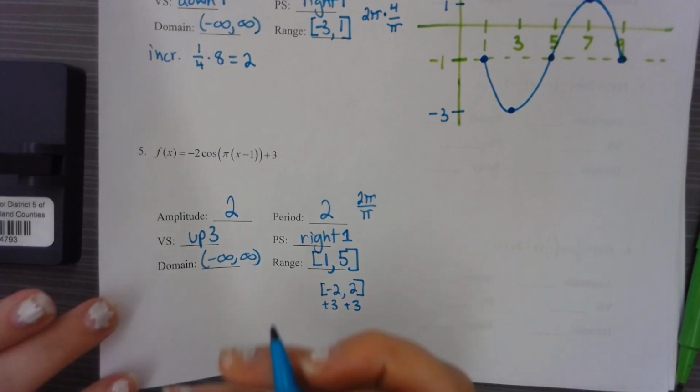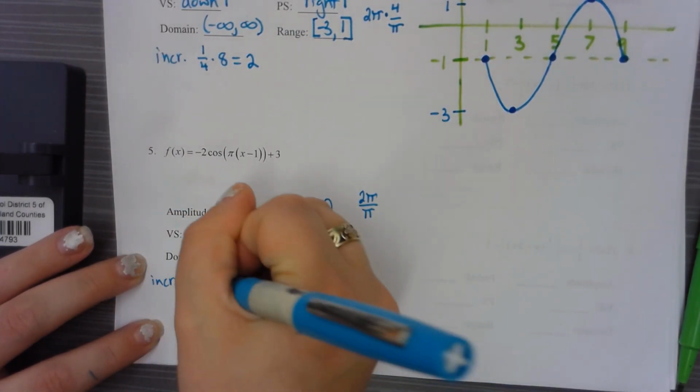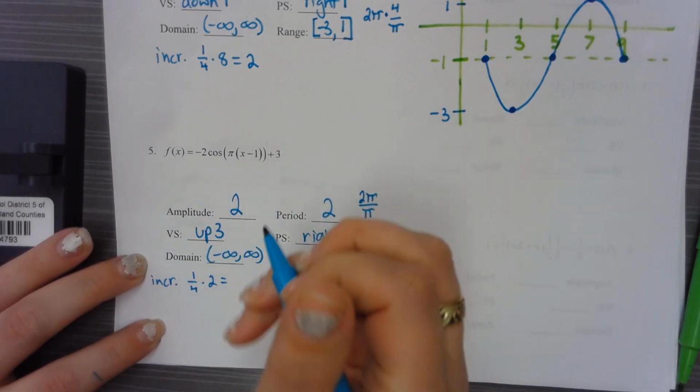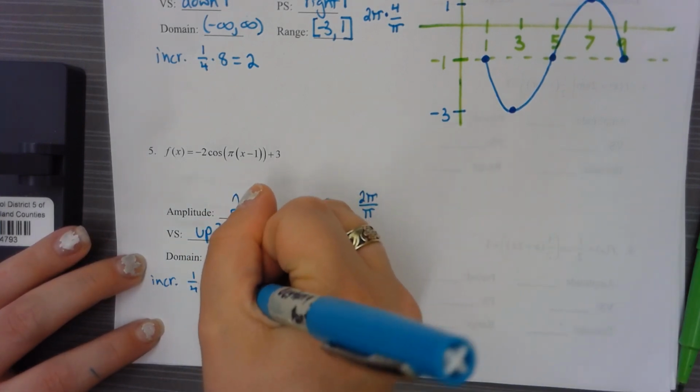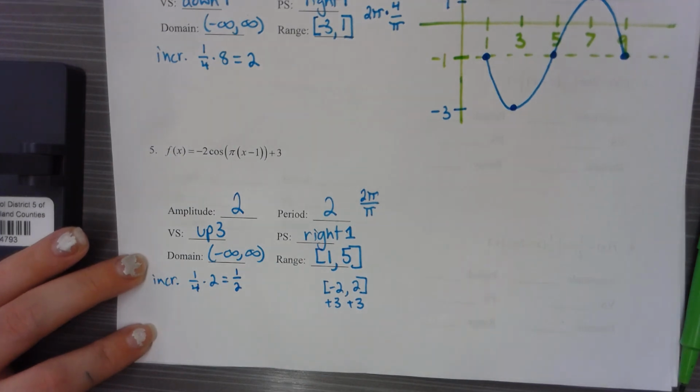So, increments, I need to do what? 1/4 times 2, which is going to be what? 1/2, right? It'd be 2/4 or 1/2. Okay. And do I have a reflection? Mm-hmm.